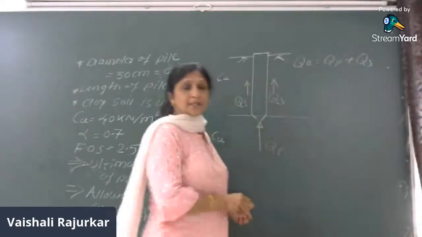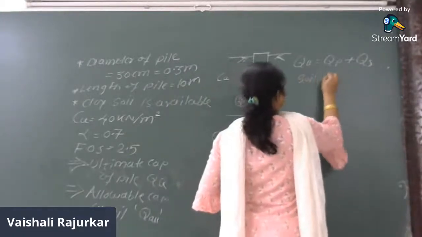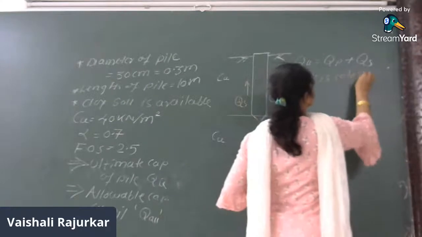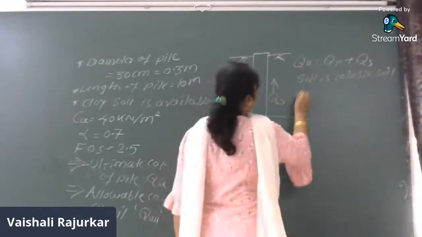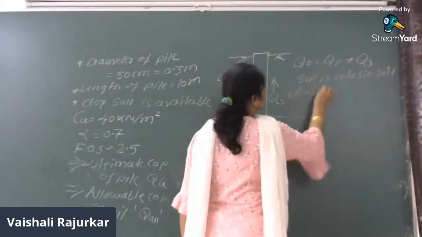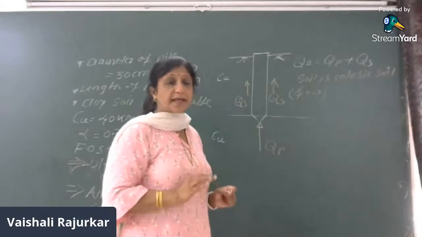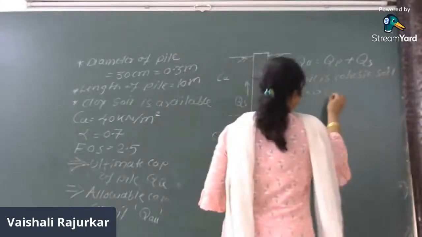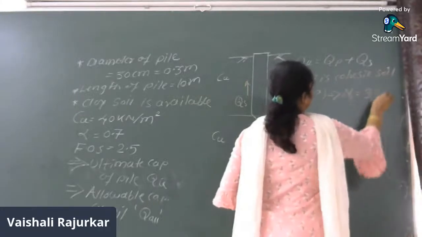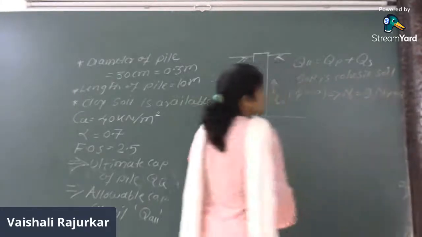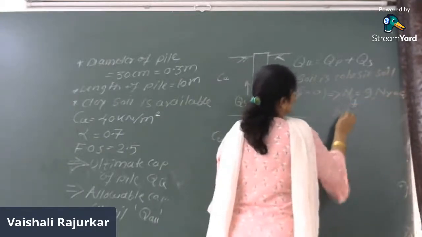Now, the soil is a pure cohesive soil, and therefore the value of phi is equal to 0. If the value of phi is equal to 0 in pile foundation, we are taking Nc value as 9. So here this Nc is 9 and N gamma is 0. So here this value is for deep foundation or this is for the pile foundation.